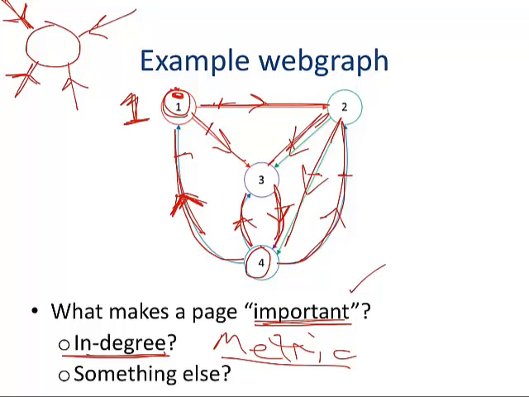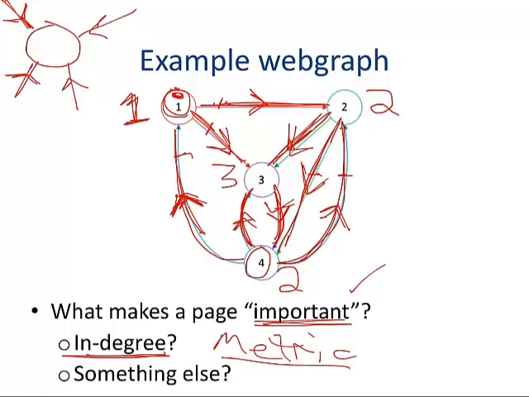Page 2 gets a link from 1, and it also gets a link from 4. So that has an in degree of 2. Page 3 gets from 1, gets from 2, and gets from 4. So it has an in degree of 3. And finally, page 4 gets from 3 and also gets from 2, which gives it an in degree of 2, which is the same as node 2.